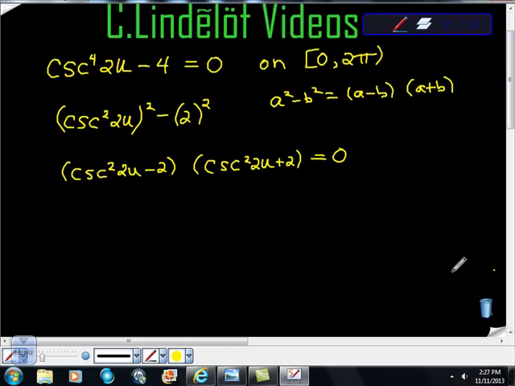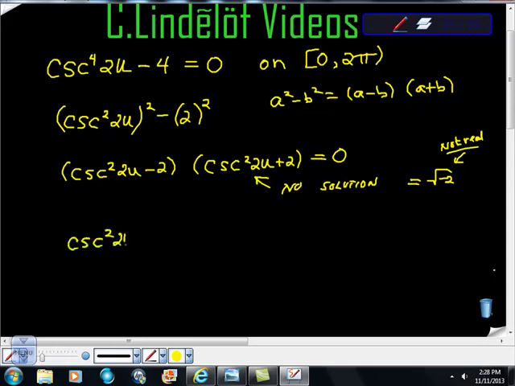This looks like crap, but we're going to get a big bump here because this one is non-solvable. If you think about this, there's no solution here. If you follow this out and try to solve it, you'll see that the whole thing gets set equal to the square root of negative 2, and we know that's not real. So we don't have to pursue that any further. We can just stop there. That leaves us with cosecant squared 2u minus 2 equals 0.